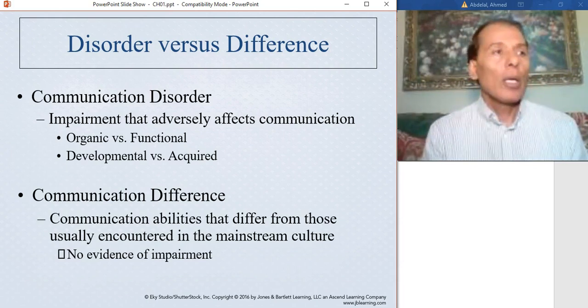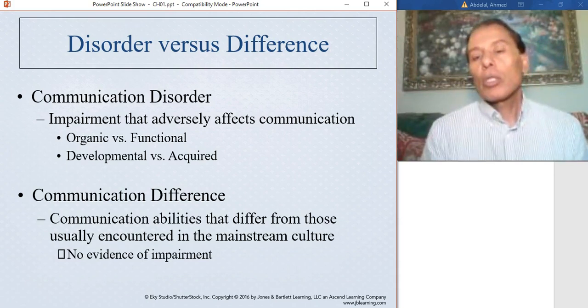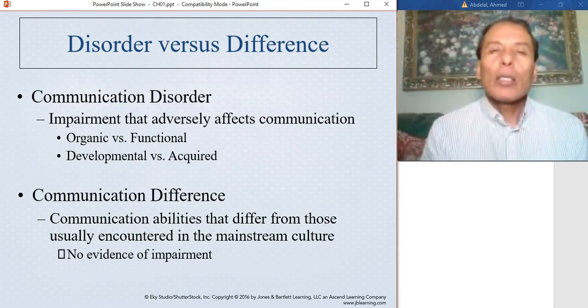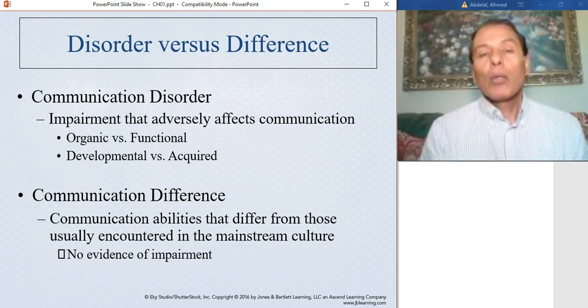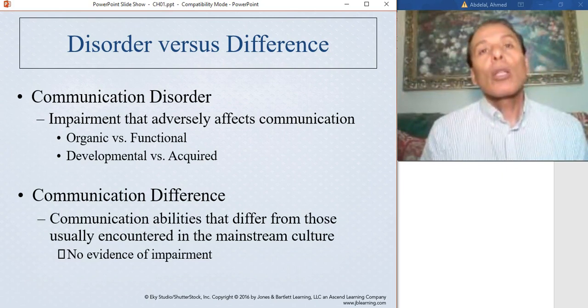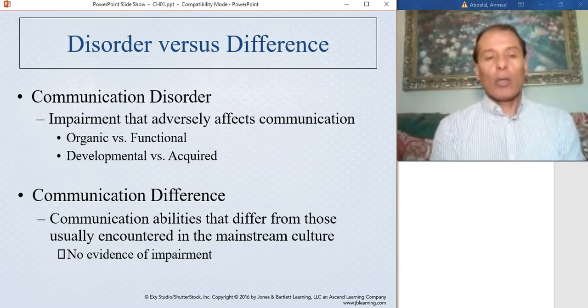So functional, for example, is when you say someone has a speech sound problem, they have articulation problems. You do not know exactly directly why these problems are happening. You have no evidence. Everything is intact. The lips are fine. The tongue is fine. The vocal folds, this, that. But yet there is a speech sound problem. So we call this sometimes functional. It means it is not caused directly by a malformed or by a damaged organ of speech.